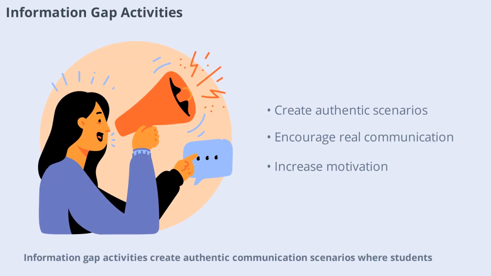Information gap activities create authentic communication scenarios where students must ask questions and share information to complete a task. For example, students might need to fill out a form by asking classmates for missing details. This approach adds purpose and challenge to language practice, making it more engaging and meaningful. When students genuinely need information from each other, their interest and motivation naturally increase.